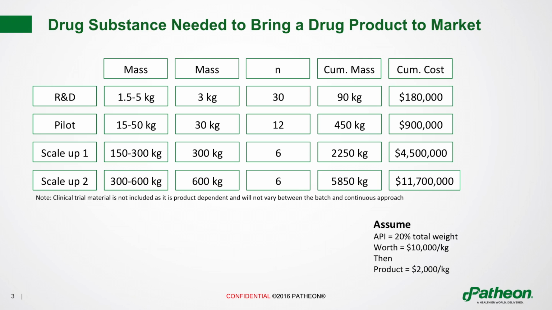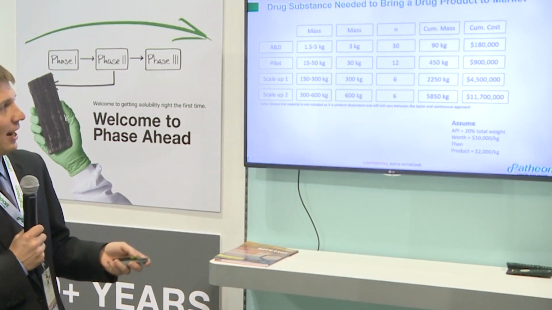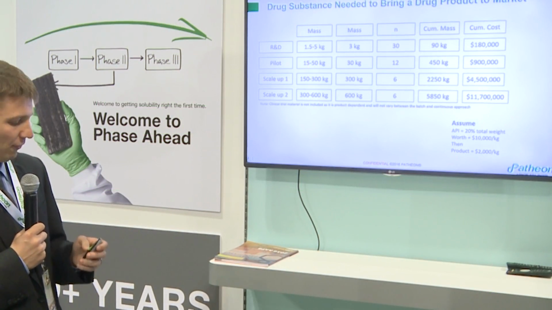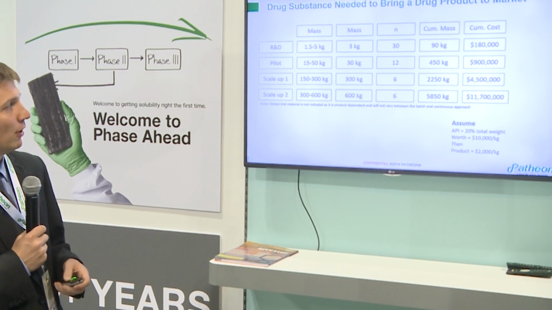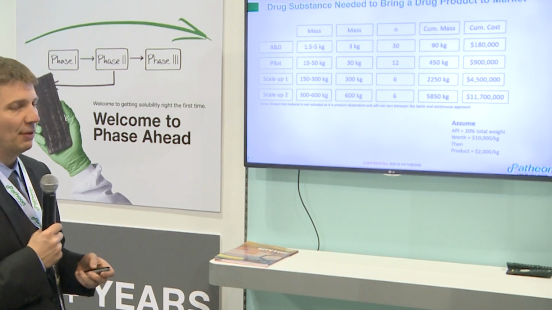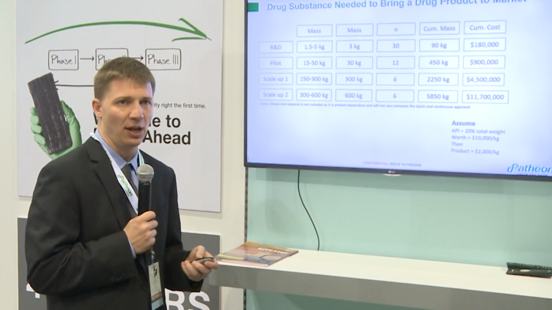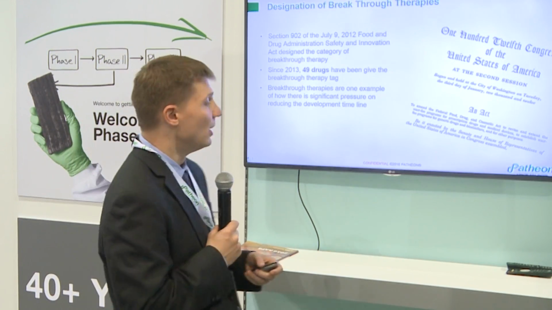When you look at it, the costs start really adding up. And again, this is material that never actually goes into a human. It's not material for a trial. It's material solely used to characterize the process. So what you see is that it actually ends up being backloaded, where you go from in the hundreds of thousands up into the millions of dollars pretty quickly as you're going through scale up in order to get to starting the manufacturing.